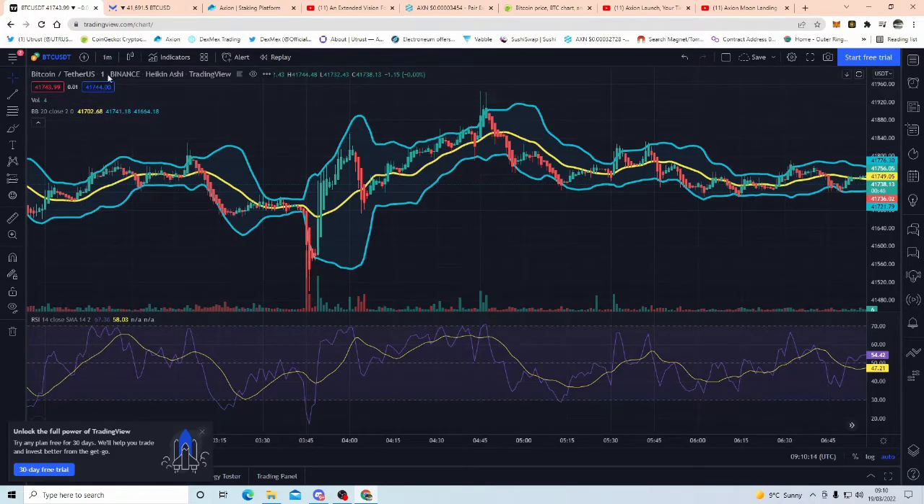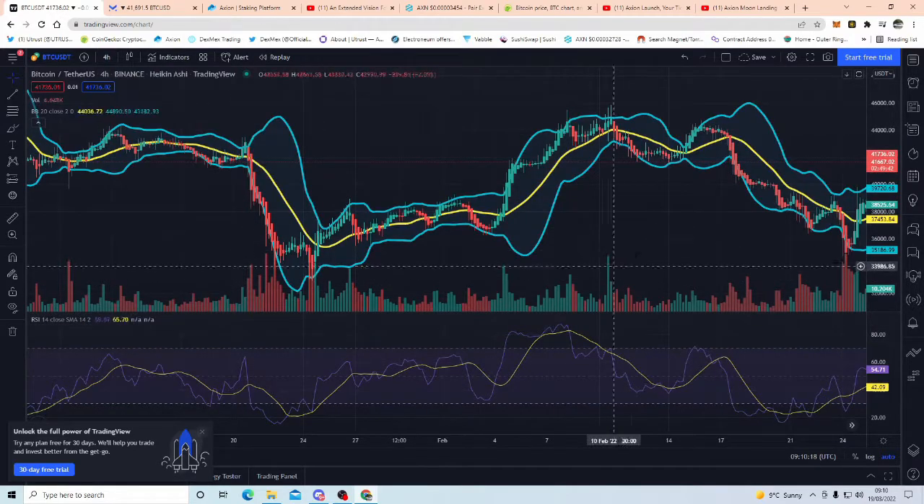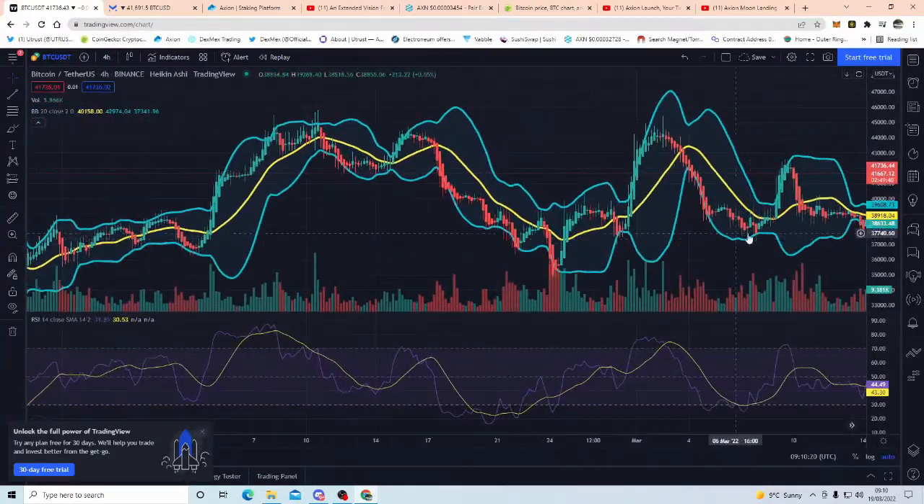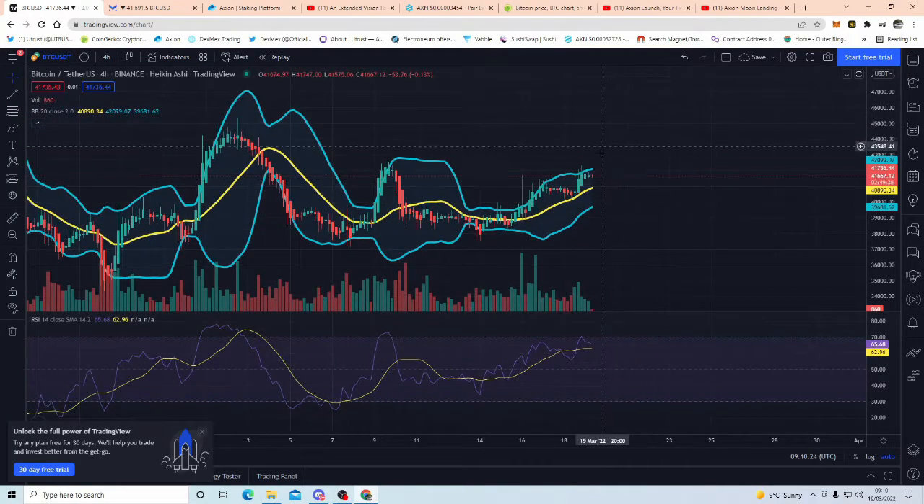As I said, I like the 4 hour, so we're going to change that back to the 4 hour. As you can see, the candles change slightly. Let's go to the current. Each one of these candles represents 4 hours. We touched the RSI there, right at the top, which would have indicated a time to put a short in.